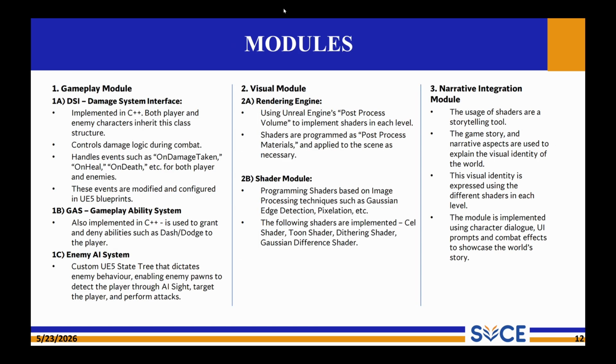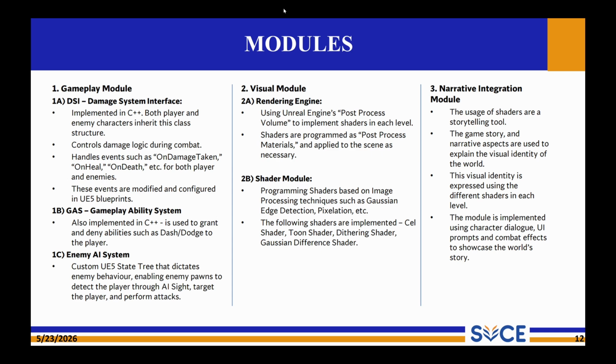Expanding on the architecture diagram, firstly we have the gameplay module, which has 3 components: the damage system interface, gameplay ability system, and the enemy AI system. The DSI is implemented in C++ classes. It is basically a class structure that dictates what the character can or cannot do and how it is affected by other characters in the game with respect to combat and damage, which is the core gameplay loop. It has events such as on damage taken, on heal, on death, etc. These events are modified and configured in UE5 blueprints as necessary based on the characters.